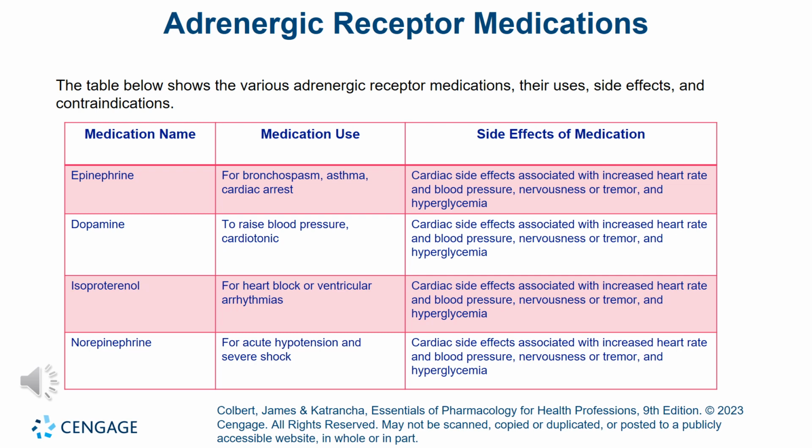Isoproterenol, this is for heart block or ventricular arrhythmias. Also, side effects are the same. And norepinephrine, this is for acute hypotension and severe shock. Side effects are the same with this as well. Be sure to read patient education throughout your chapters.